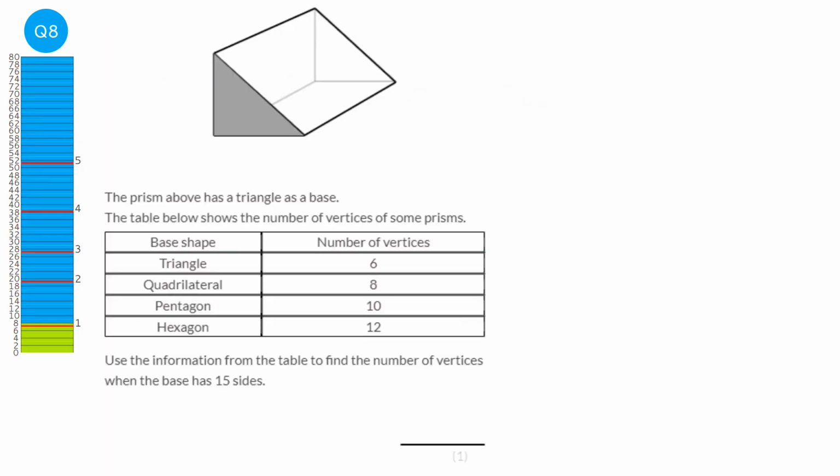If we write in how many sides each shape has, triangle has 3, quadrilateral 4, pentagon 5, hexagon 6, you'll notice the number of vertices is twice the amount of each of them. So if a shape has 15 sides, we just times that by 2 and it will have 30 vertices.